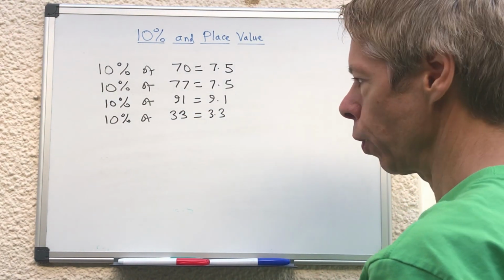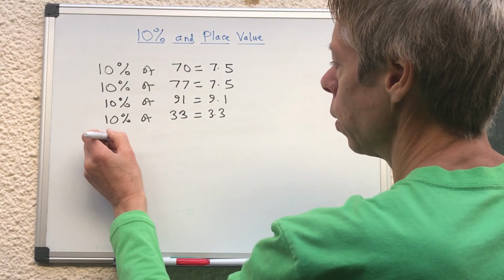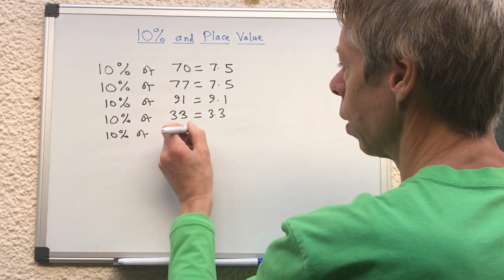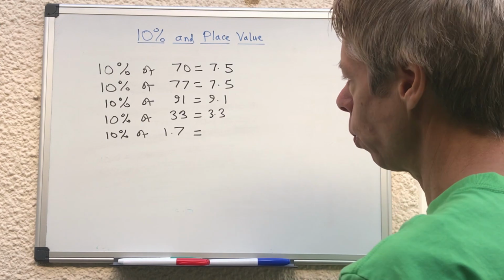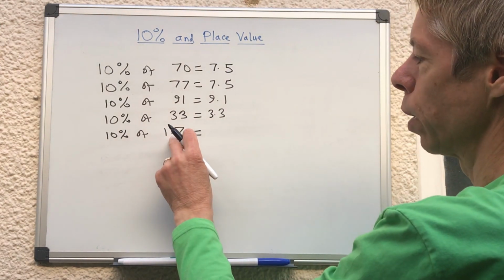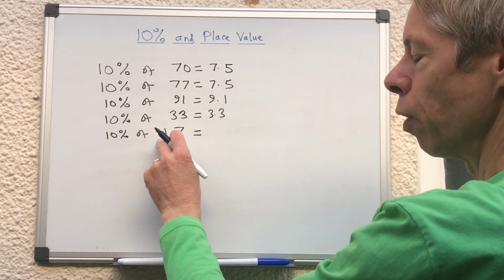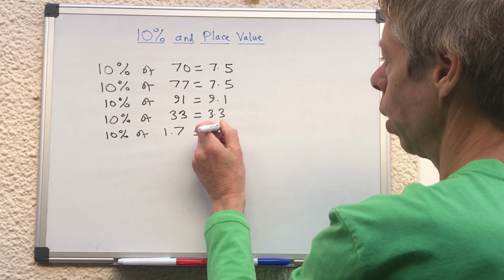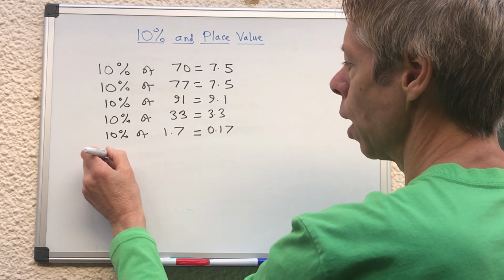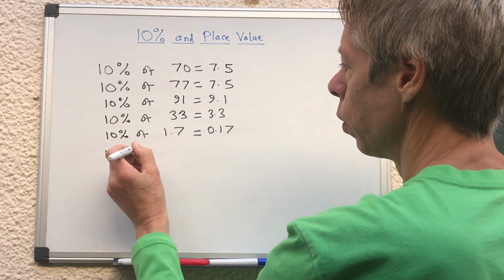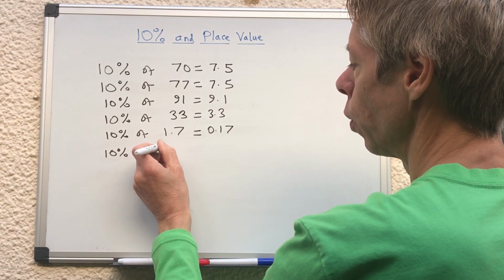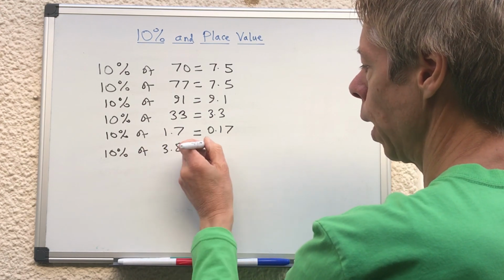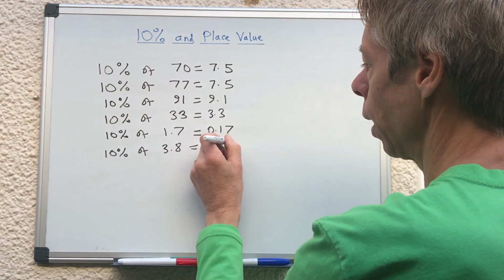Okay, what if you've already got a decimal point? So let's do 10% of 1.7. Well, this is where we do our moving the decimal point to the left, which for the purist would be moving the numbers to the right, so that would be 0.17. So 10% of 3.8 would be, move that decimal point to there, 0.38.